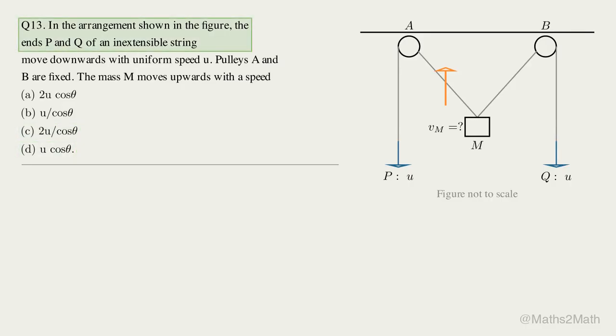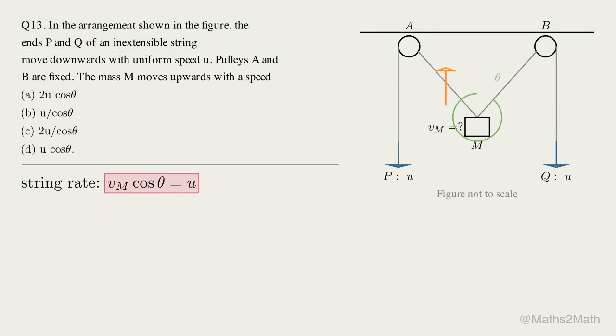What does this mean? The string cannot stretch, so the rate at which each string segment shortens must equal u. Each string from M to a pulley makes an angle theta with the vertical. The string shortens at rate u, and that rate equals the component of M's velocity along the string. Solving, Vm equals u over cosine theta. Note it is larger than u. As the strings become more slanted, M must rise faster to feed them.